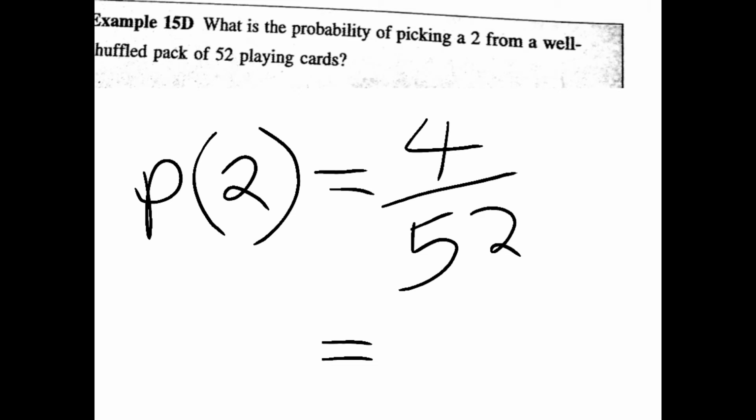We find the easiest way to simplify this. 4 into 4 is 1. 4 into 53 is 13, because 4 times 13 is 52. Now, that is the probability of us picking a 2 in a well-shuffled pack of 52 playing cards. The probability is going to be 1 over 13.